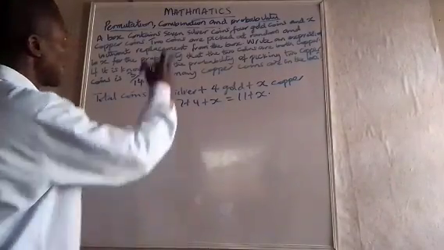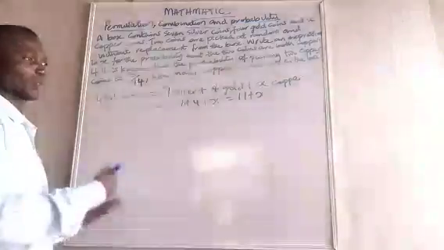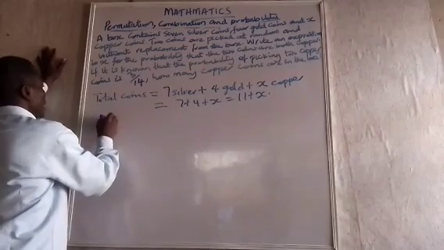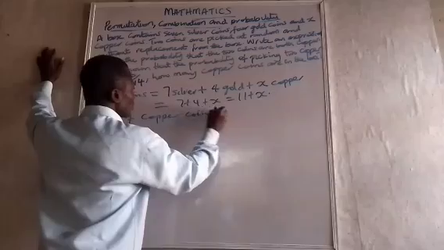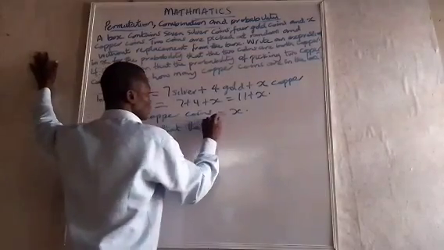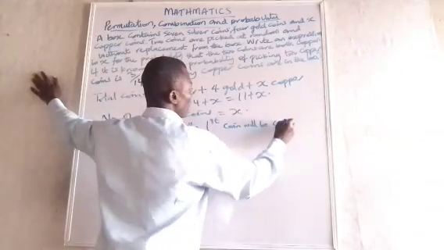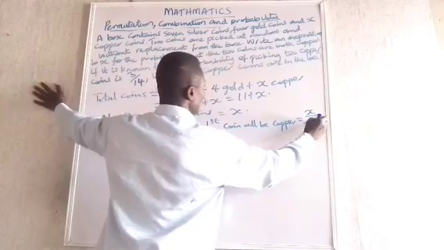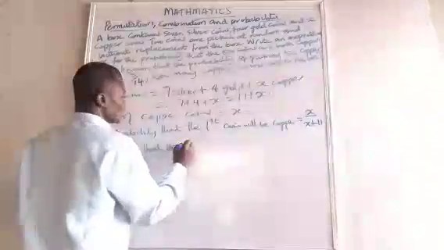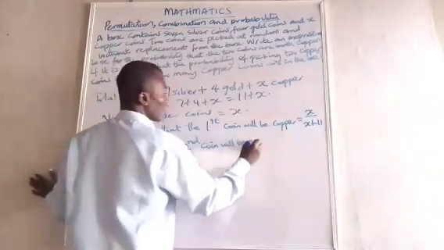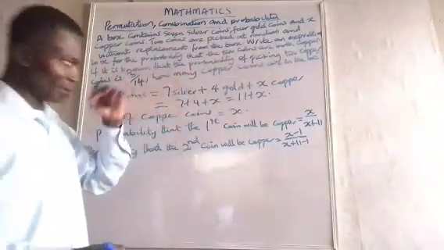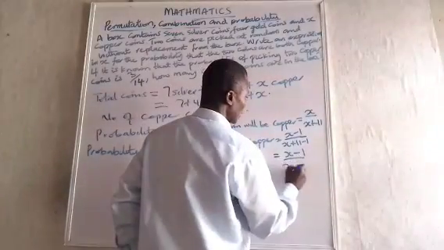Now, we are asked first to write the expression for the probability that the 2 coins picked at random, one after the other, are both copper. Number of copper coins is equal to x. So the probability that the first coin will be copper is equal to x over x plus 11. The probability that the second coin will be copper is equal to x minus 1 over x plus 11 minus 1. The initial one that was removed is not returned. So it's going to be x minus 1 over x plus 10.